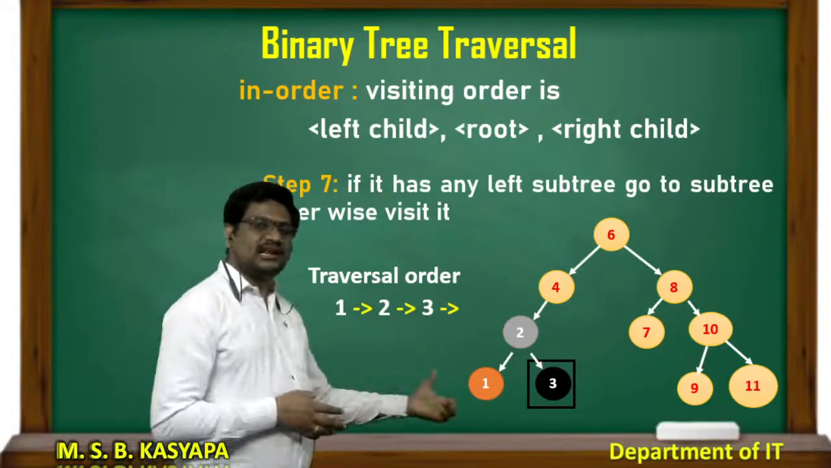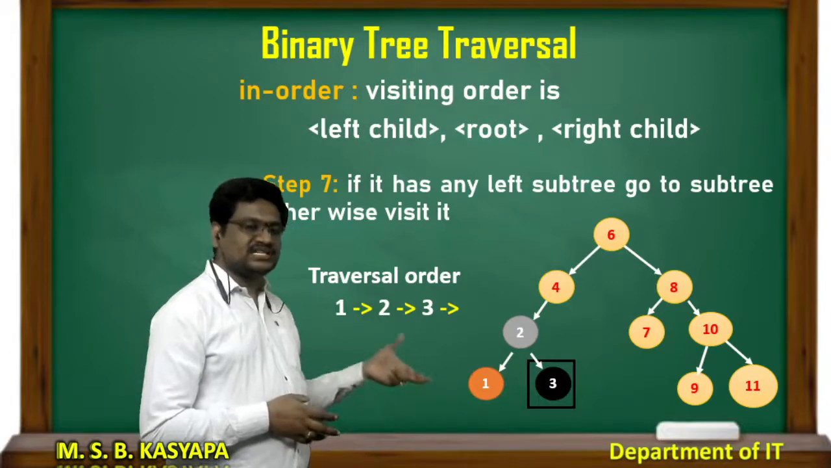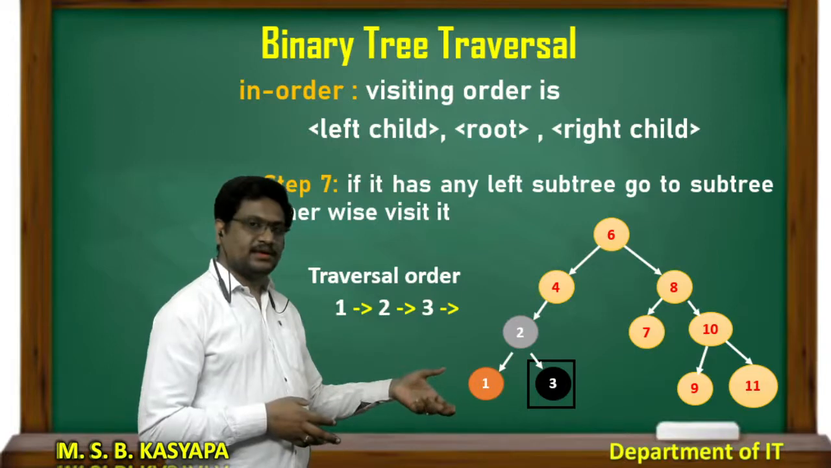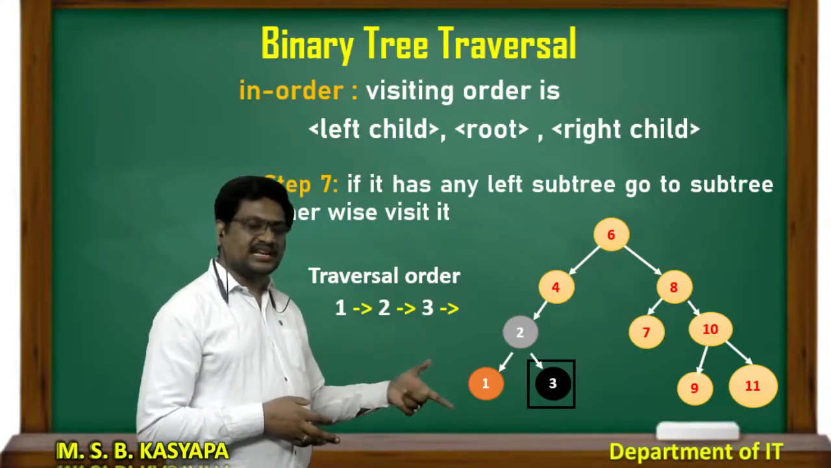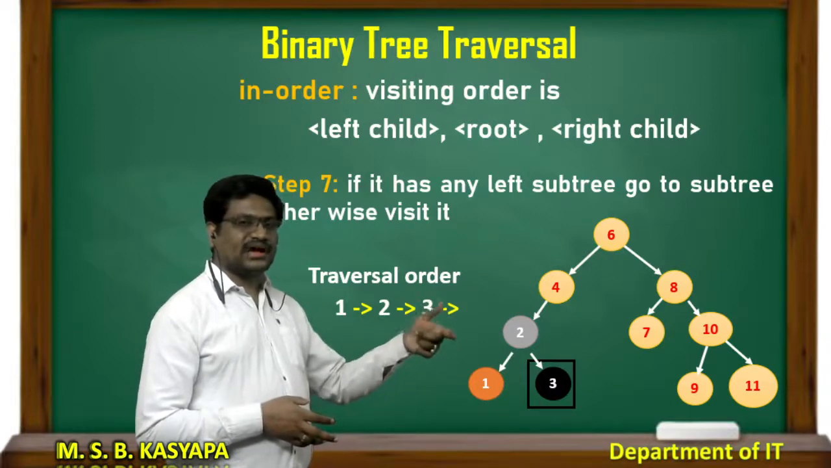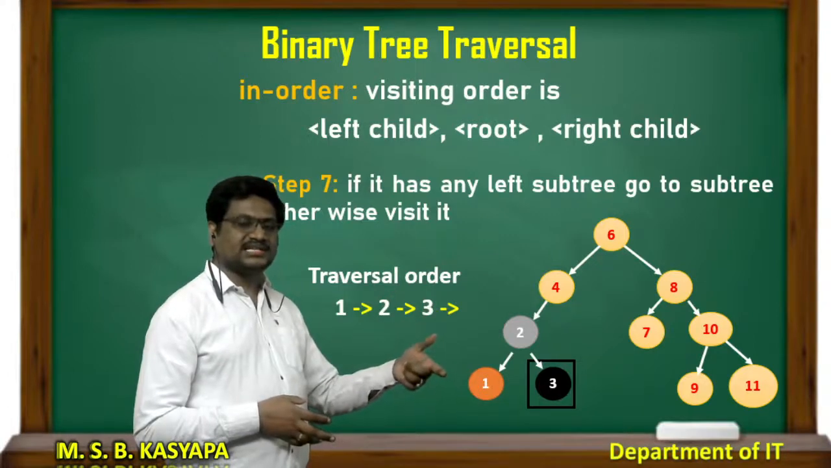After finding the last node at the left side, if it doesn't have any left child, first I have to visit that one. Then I check whether it has any right child or not. If it doesn't have any right child, I move to the root node. So the left child is visited, so I have to visit the root node. After visiting the root node, I have to check whether it has any right child or not.